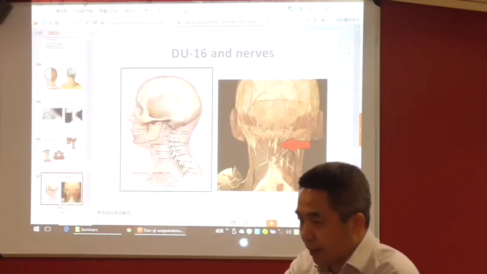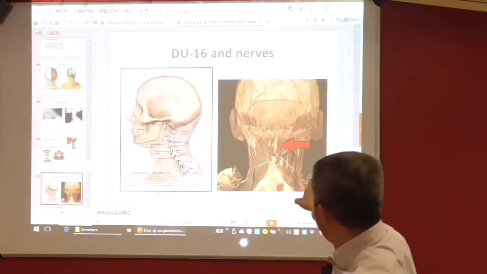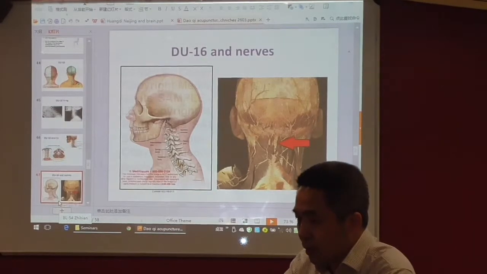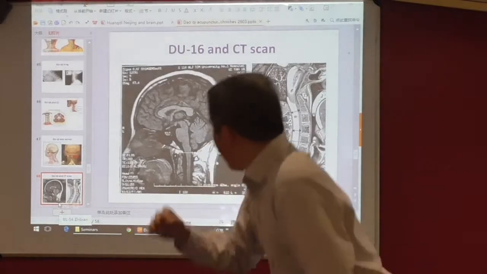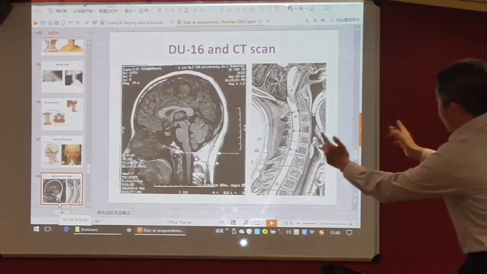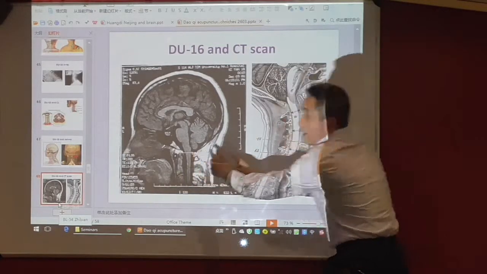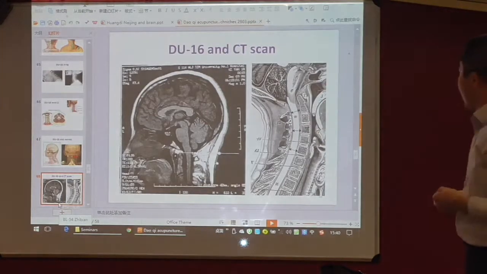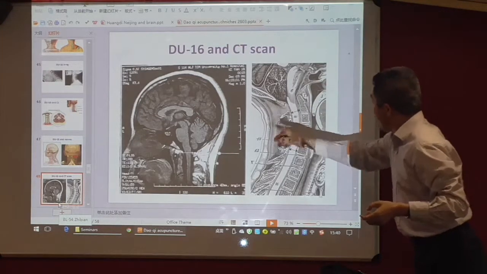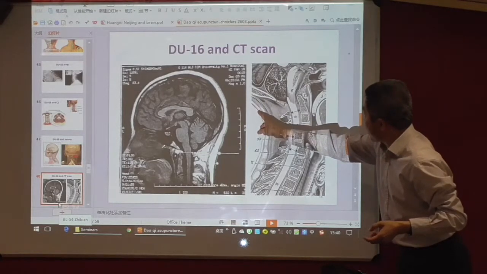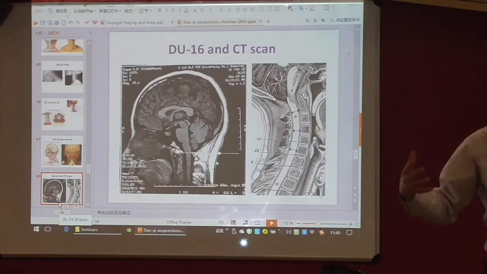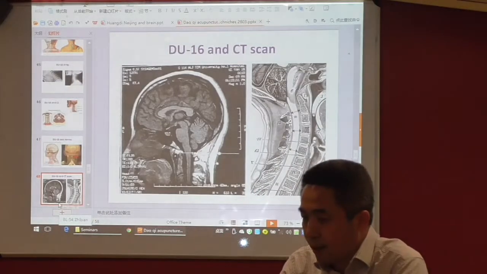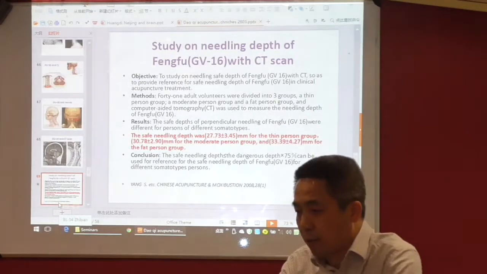And you can see from the body the anatomy structure and the CT scan. From the CT scan, we can measure the depth. Depth depends on different shapes of the leg and the body. Then we can measure the area. You can see from here. Normally GB16 is here. So this is the structure. On that, I can make a very clear detail. So of course, I made it more clear.